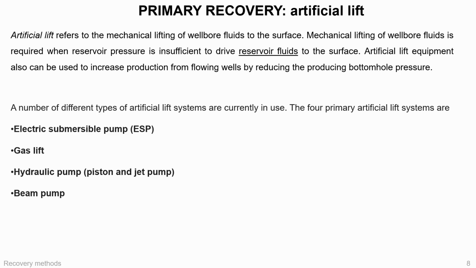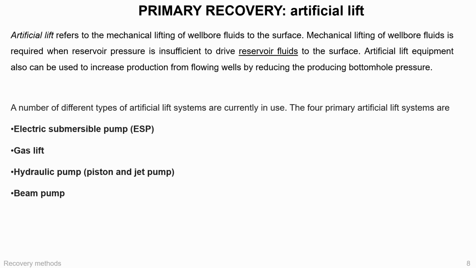When natural reservoir pressure is no longer sufficient to lift fluids to the surface, we introduce artificial lift. Artificial lift refers to mechanical systems that help bring well fluids to the surface or reduce bottom hole flowing pressure so the well can continue producing more effectively. The slide lists 4 major artificial lift systems: electric submersible pumps, gas lift, hydraulic pumps, and beam pumps. These systems do not create oil in the reservoir, but they help us recover it more efficiently by improving wellbore lifting performance.